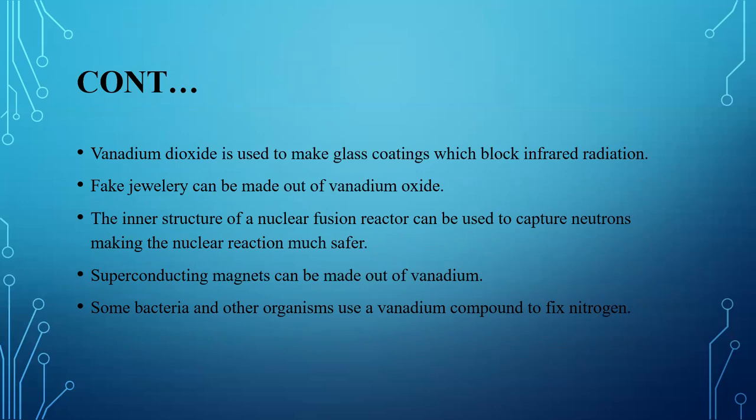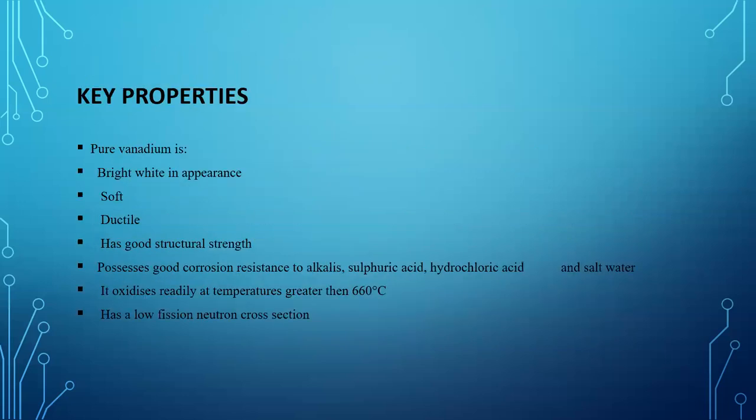The inner structure of a nuclear fusion reactor can be made of vanadium to capture neutrons, making the nuclear reaction much safer. Superconducting magnets can be made out of vanadium. Some bacteria and other organisms use a vanadium compound to fix nitrogen. These are the uses of vanadium. And next one is key properties of vanadium.